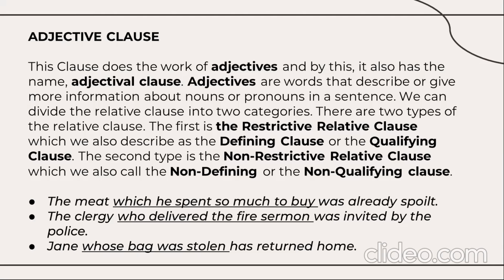So, example: the meat which he spent so much to buy was already spoiled. So which is the adjective clause here? Which he spent so much to buy. The clergy who delivered the fire sermon was invited by the police. So here the adjective clause is who delivered the fire sermon. Jan, whose bag was stolen, has returned home. Whose bag was stolen is the adjective clause.